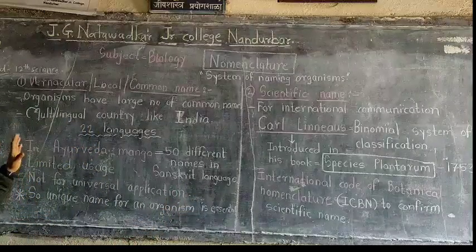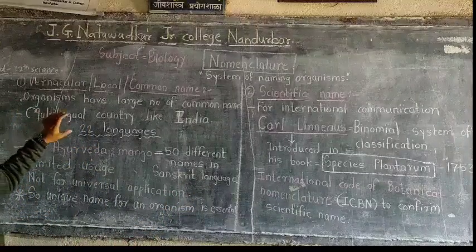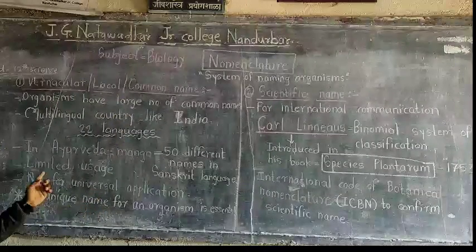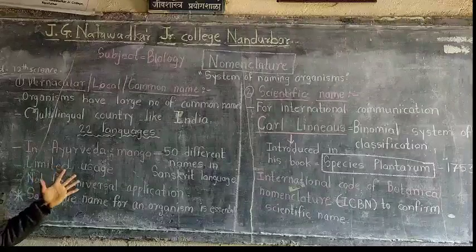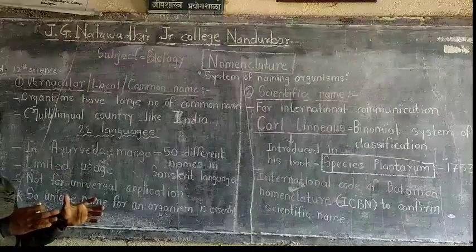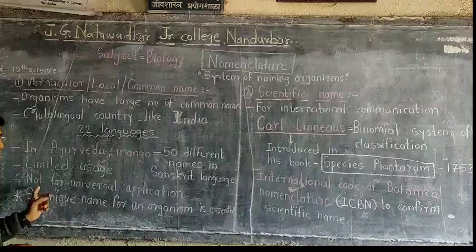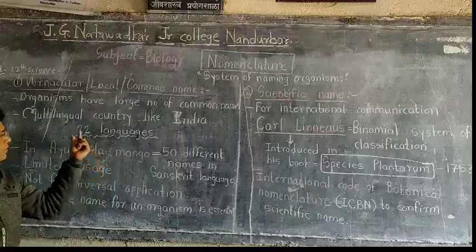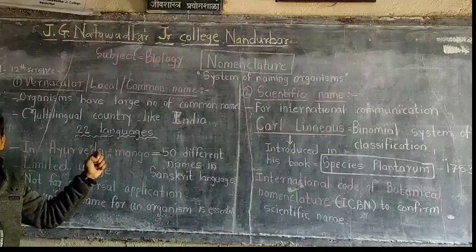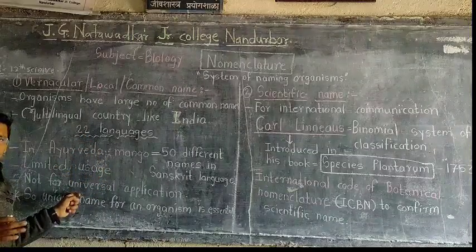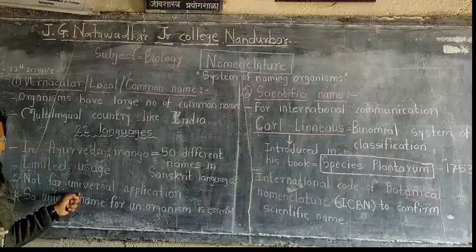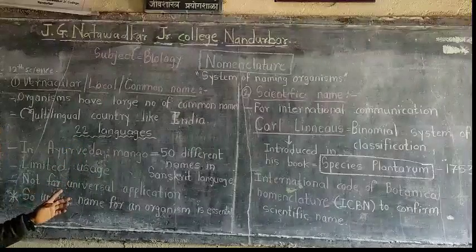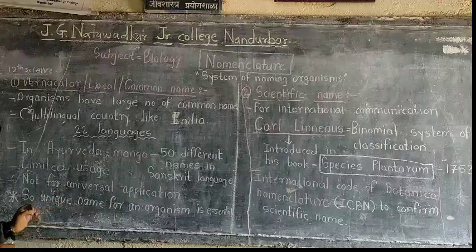So what is the restriction? What are the demerits of local or common names? It has limited use because it is restricted to a particular area only, and it is not for universal application. The language is restricted to the particular area. That's why all over the world that particular organism is not identified by the same name.